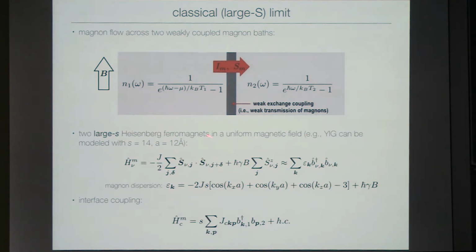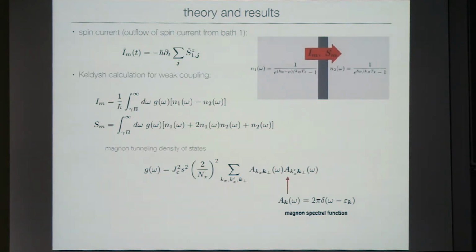And so this is just a straightforward calculation. Once you go through, what you find is that in the large S limit, you have a non-interacting gas of bosons with this dispersion relation for a cubic lattice. And I'm going to write a general exchange coupling. And what you find is the current flowing across this magnon system is just given by these two expressions. And the noise is given by this expression. G of omega is the tunneling density of states of the magnons.